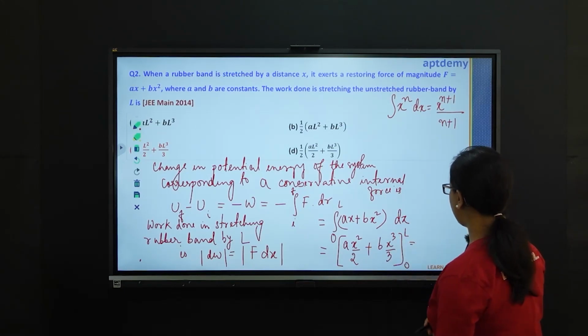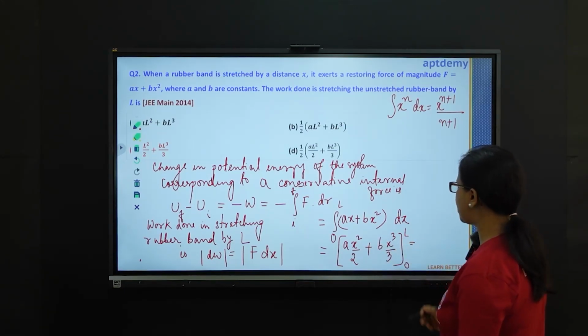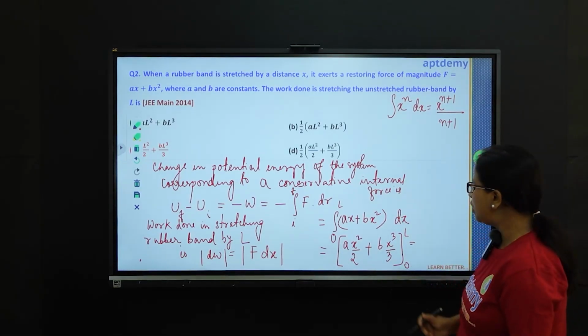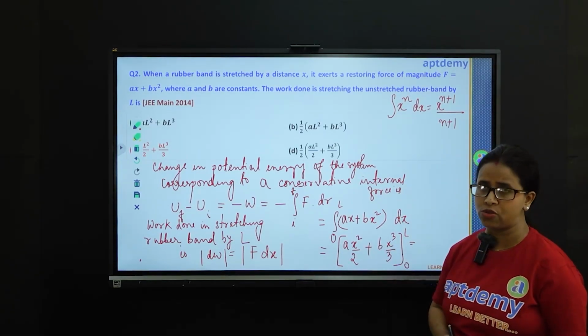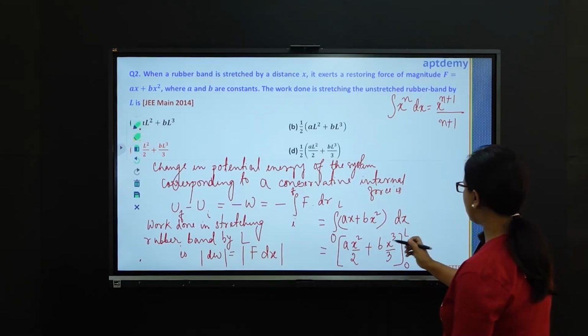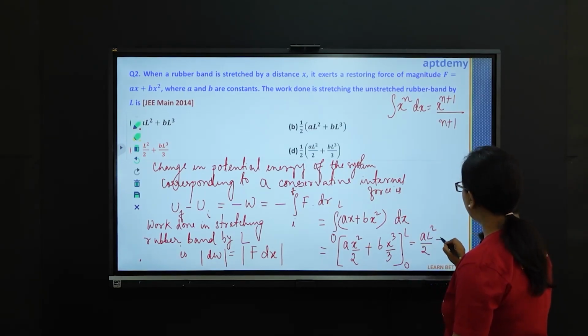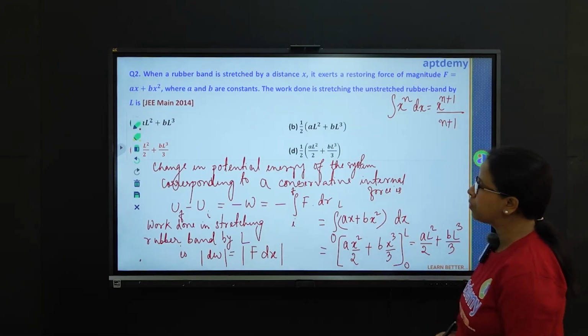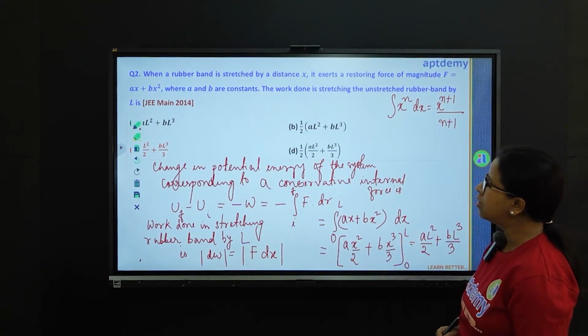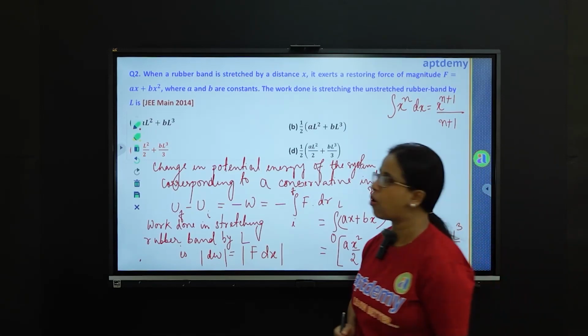Now let's put in the limits. Whenever we put the value of x as 0, the lower limit, we'll see that both the terms will amount to 0. So what we need to do is only put the upper limit. So we have that as a L square by 2 plus b L cube by 3. So we can see that the third option, option C, is the correct option.